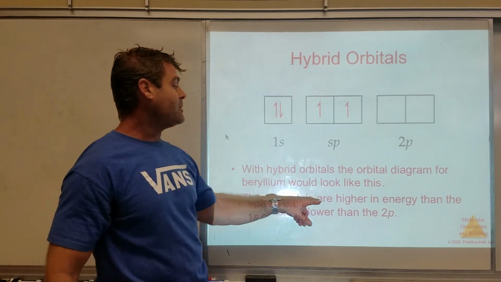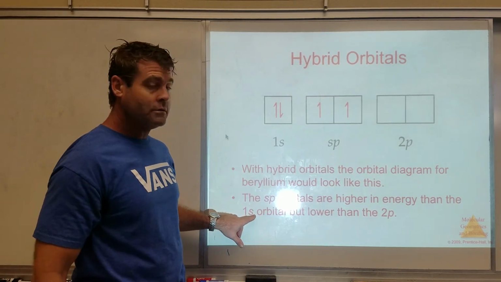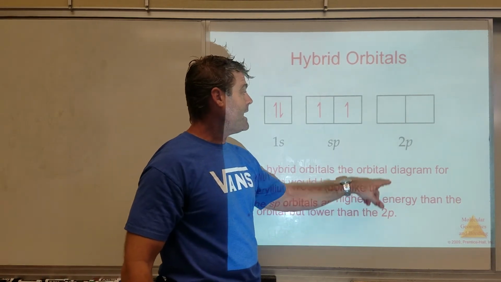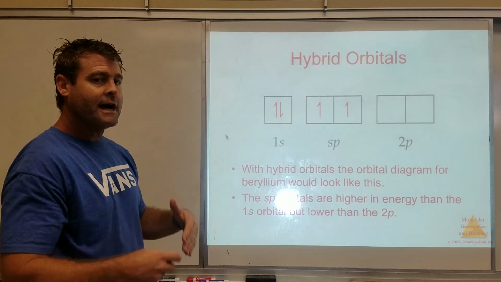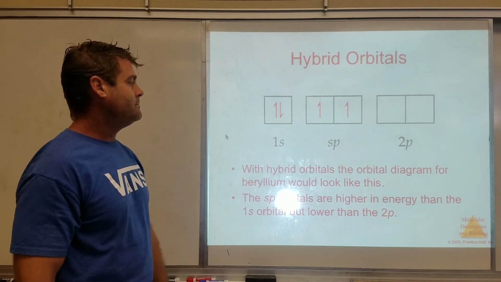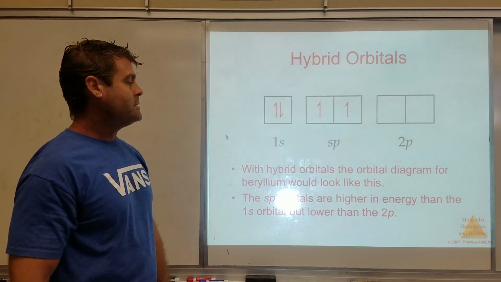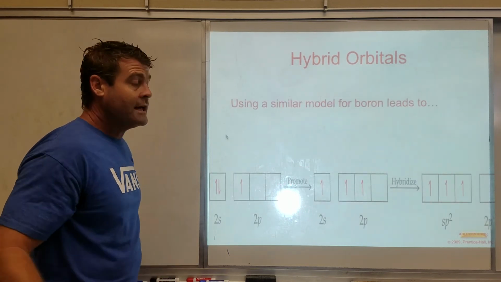And you can see the sp are slightly higher in energy than the 2s orbital, but they're slightly lower than the energy of the 2p orbitals. So they're a hybrid between the lower 2s orbital and the 2p orbital. Okay, so now look at boron.